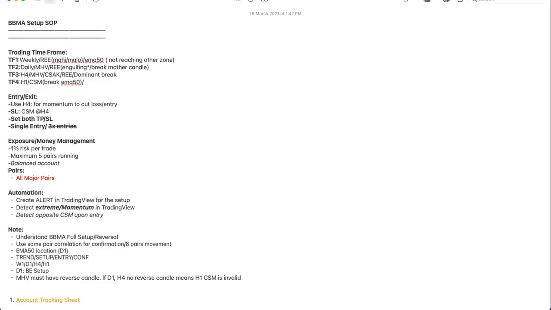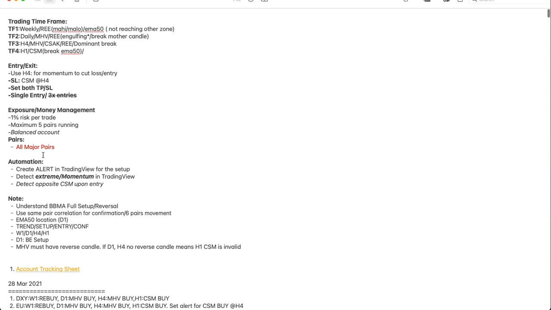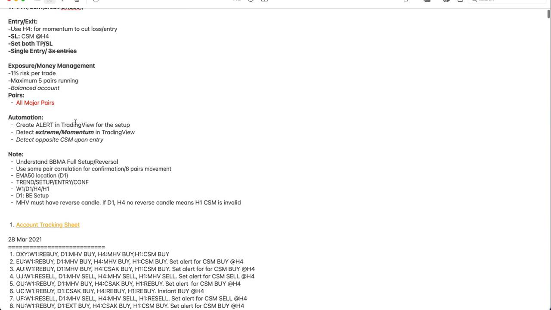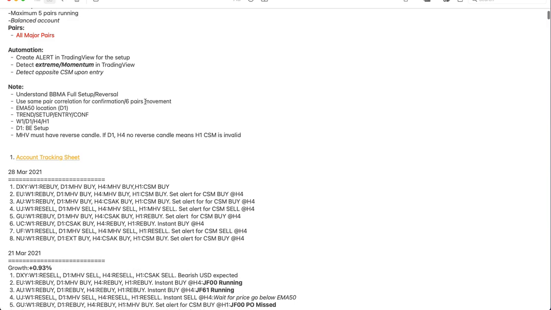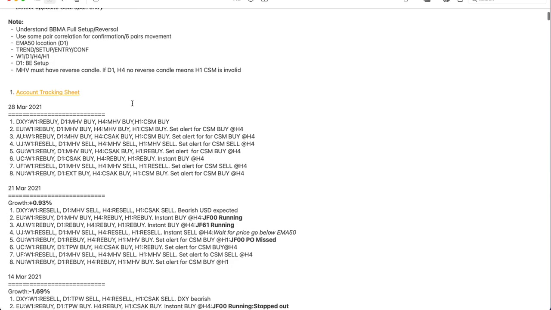As usual, we will first review our setup SOP. We trade with 4 time frames: weekly, daily, H4 and H1. Entry and exit in H4, and we risk 1% of account per trade. We use our script, or rather indicator, in TradingView for automation to help us detect the entry and exit criteria.